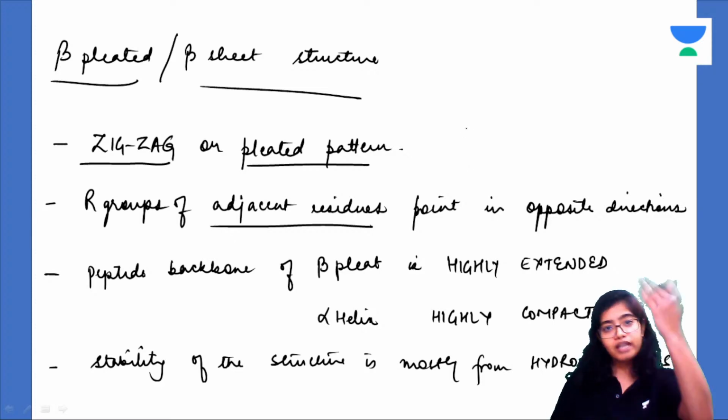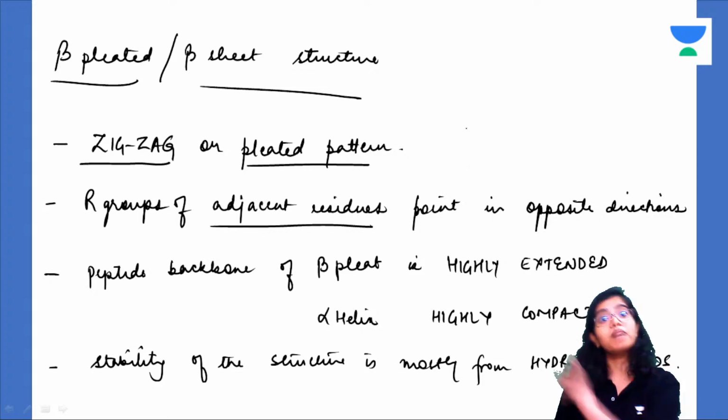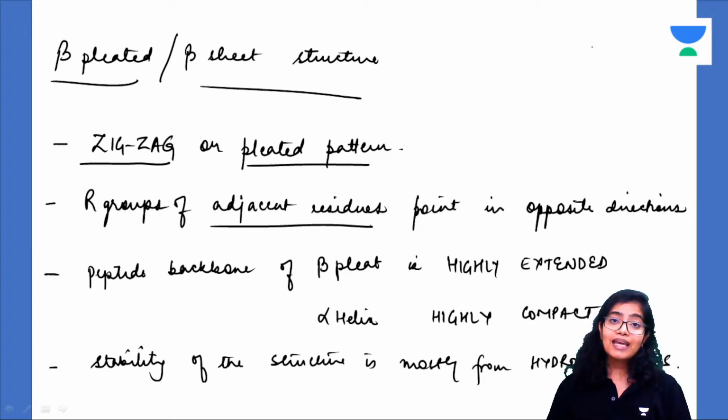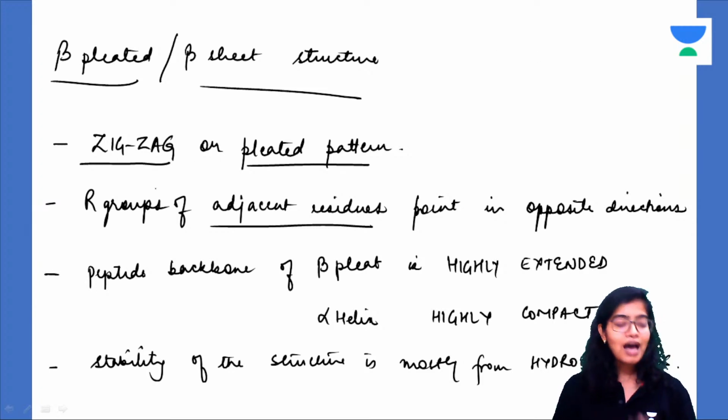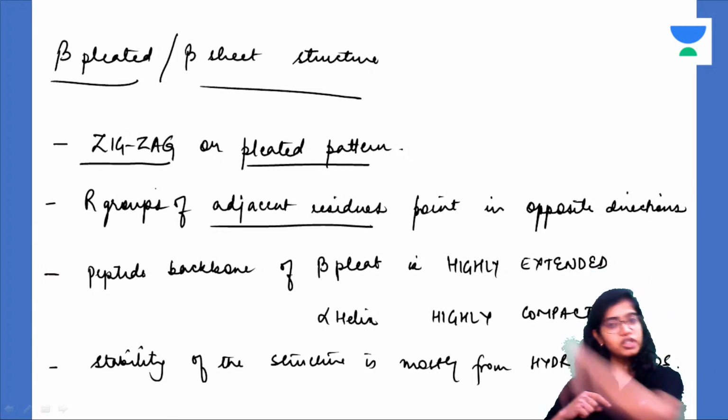Okay, like this, like a bottle brush, isn't it? Like how we did the structure of aggrecan. Aggrecan is a glycosaminoglycan, a proteoglycan. We studied about the structure of aggrecan. It had a bottle brush structure. Similarly, here also the R groups of adjacent residues will point in opposite directions.